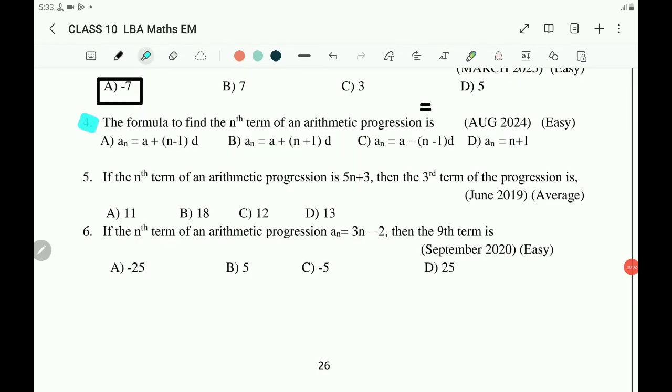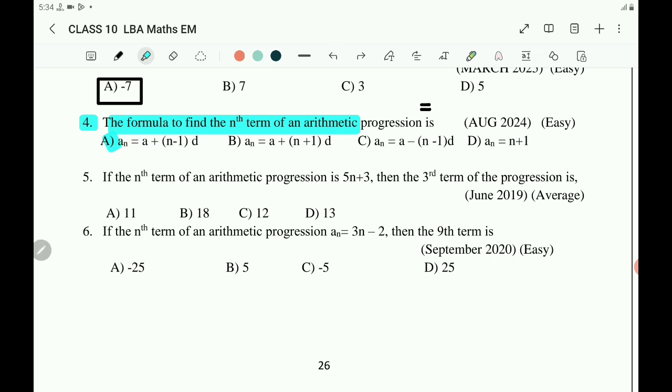Next, let us take the fourth question. The formula to find the nth term of an arithmetic progression is. It is a direct question. If you know the formula, you can directly choose the answer. So, the first option is there: an equals a plus n minus 1 into d. First option, an equals a plus n minus 1 into d is the answer.